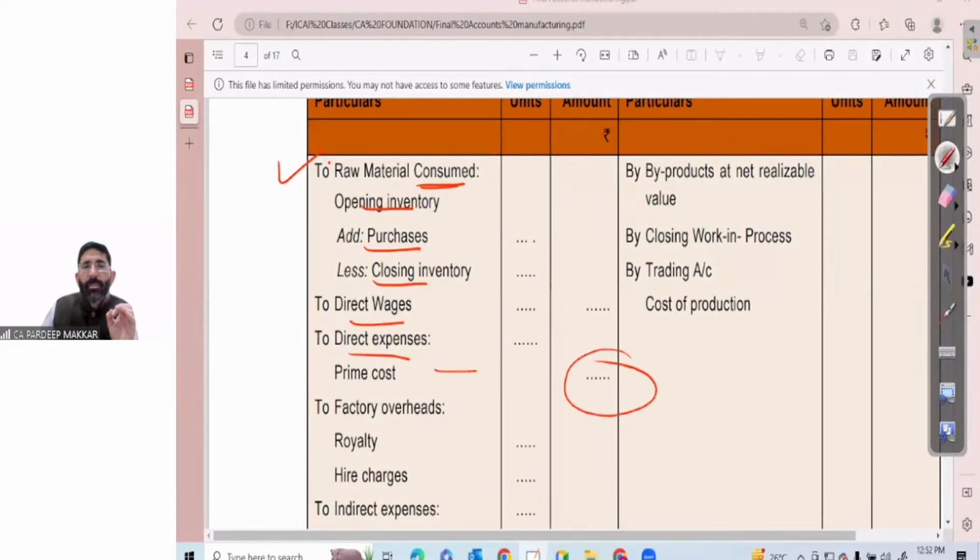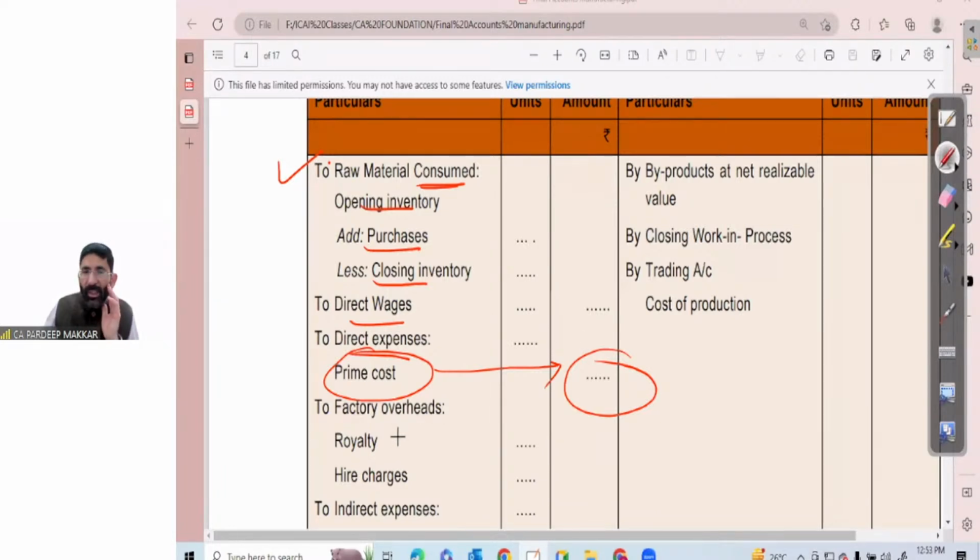After this, a level is there. This is named as prime cost. We have already done it in cost accounting also. This is called prime cost. You may name it or not, that is not compulsory. If you do not note it down, there's no problem at all. This is just an additional thing, that after adding raw material consumed plus wages plus direct expenses, we can get it. It is up to our choice.